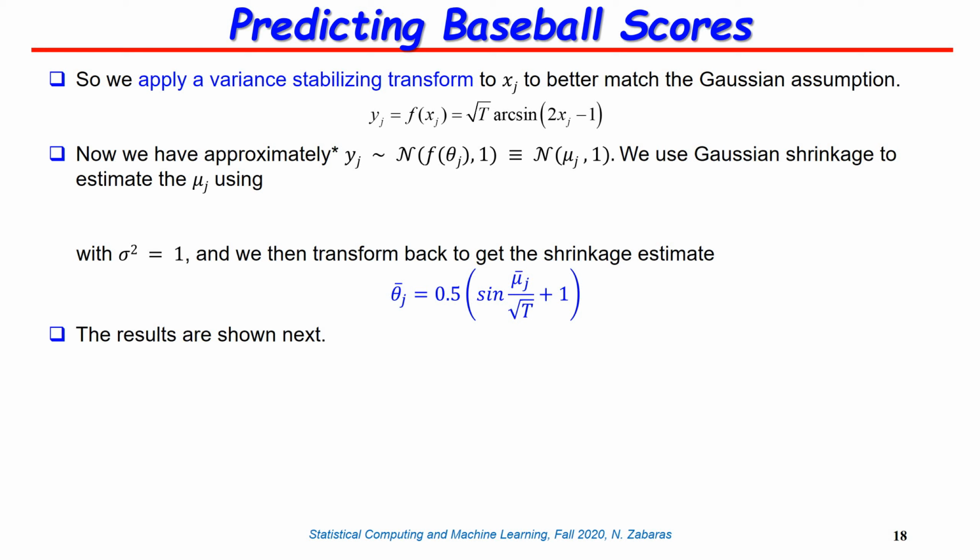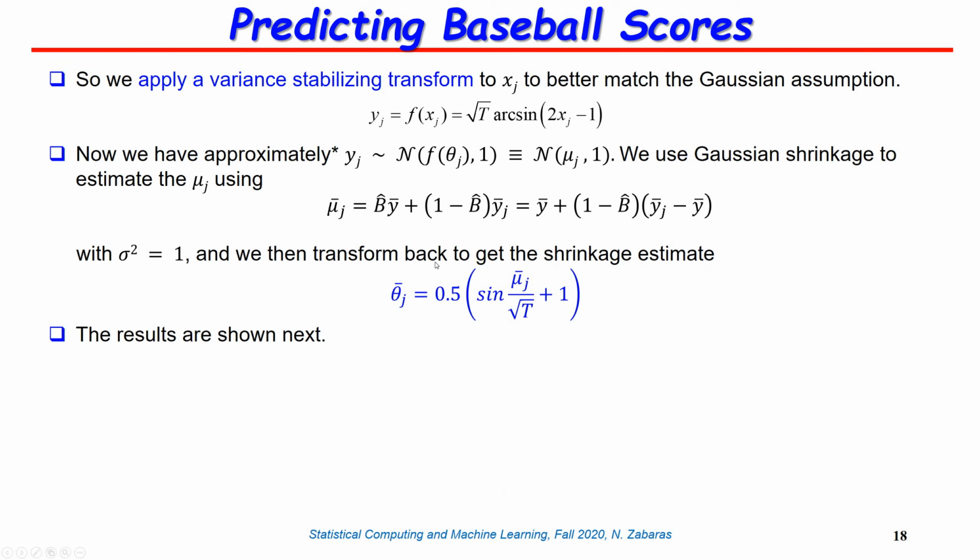And there is a footnote on the slide that tells you how, with a Taylor series expansion, you can come up with this approximation, but it's a wonderful trick. If you map X to Y, Y follows this Gaussian, so you can use the Gaussian shrinkage that we discussed before, and compute a posterior mean estimate, a shrinkage estimate for mu j that I denote here with mu j bar. Then use the equation on the top to go from mu j bar, which is like the y value here, to a theta j bar. So this is what I have here: mu j bar divided by the square root of t, sine of that plus 1, and then the whole thing divided by 2. This gives me a shrinkage estimate for the batting average of every player.